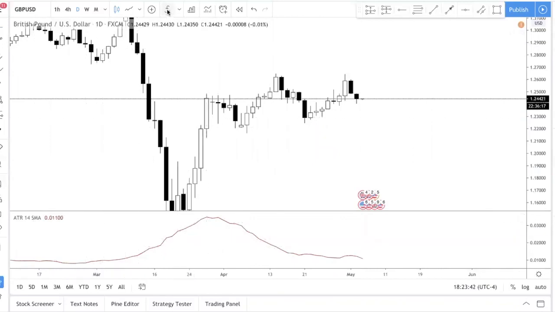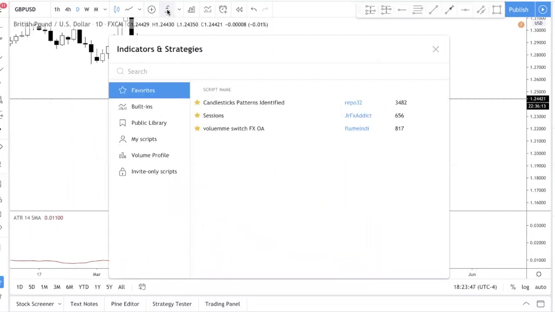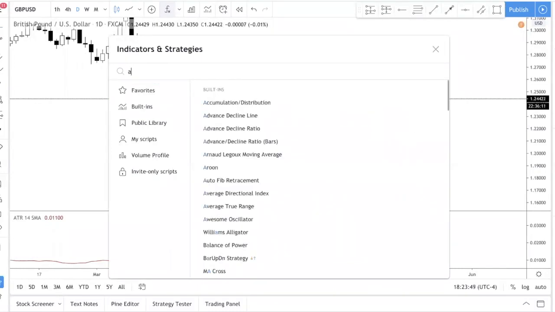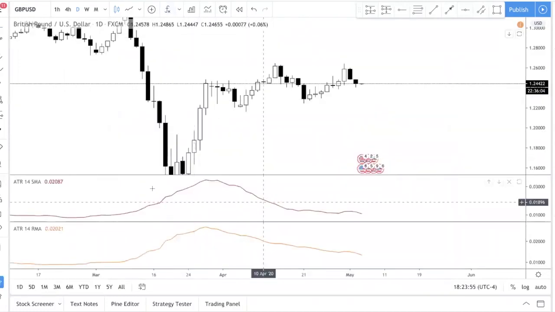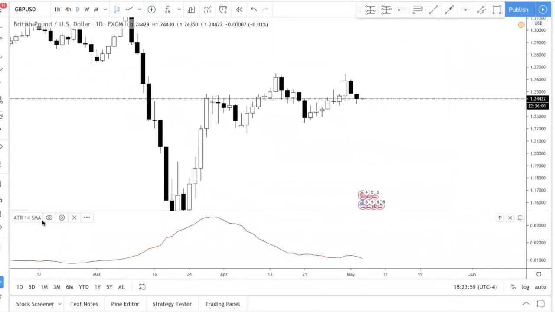The first thing you want to do is click on indicators and strategies, then type average true range. ATR stands for average true range in short. I have it over here.